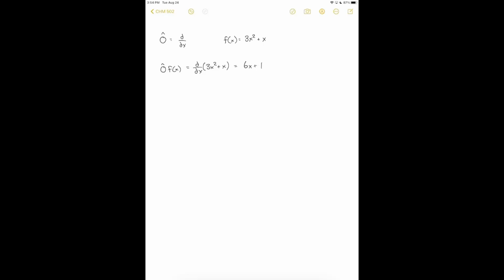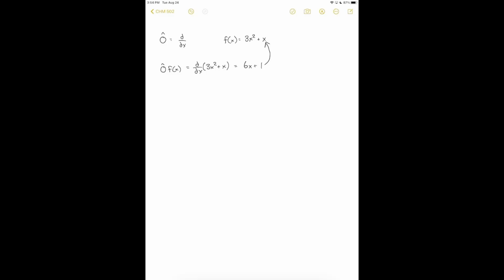Now we can see that this function, after we've operated on it, is not the same type of function that we had before. So we can't actually rewrite this function based on f of x. We have not just got our function back out. And that makes sense. That's kind of how derivatives work, right? But there are, of course, a variety of functions for which this is not true.